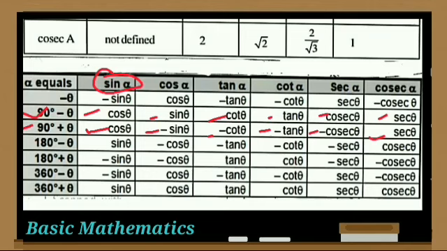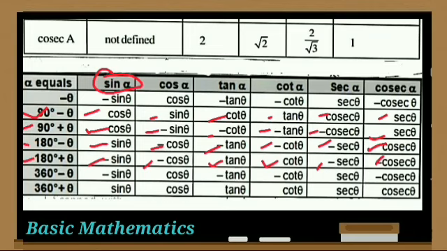Now move to the next angle, 180 minus theta. 180 minus theta represents the second quadrant. In the second quadrant, again sin theta and cos theta are positive and all other functions are negative. Now move to the next, 180 plus theta. In the condition of 180 plus theta, we are in the third quadrant. In the third quadrant, tan theta and cot theta are positive and all the other functions are negative.